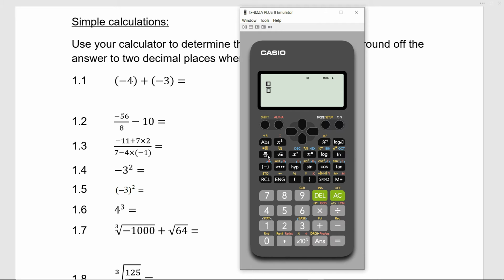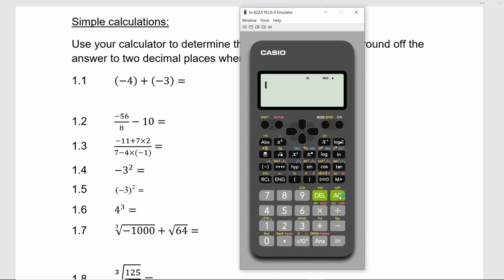Alright, for 1.3 we've got a whole lot of things on the top and a whole lot of things on the bottom. So I'm going to have there -11, and I'm going to +7. Okay, here comes the BEDMAS. I can just go times 2, but what I'm actually doing is I'm saying -11 plus 14, right? So just so that you know for your own understanding of it, that's how it's going to work. Okay, then I'm going to have 7 minus 4 times, and I can put brackets here, but I don't have to. Okay, and that answer is 3 over 11.